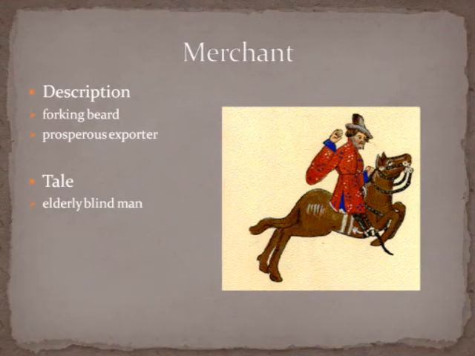Tastefully attired in nice buckled boots and an imported Flemish beaver hat, the merchant has a forking beard. He is a prosperous exporter of furs and other cloths. Even though he likes to talk about his prosperity, and is good at bargaining and negotiating, the merchant is deeply in debt. The merchant's story is a comic tale concerning an elderly blind man who married a young woman who proves unfaithful.